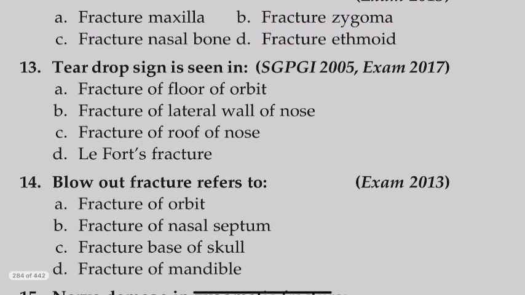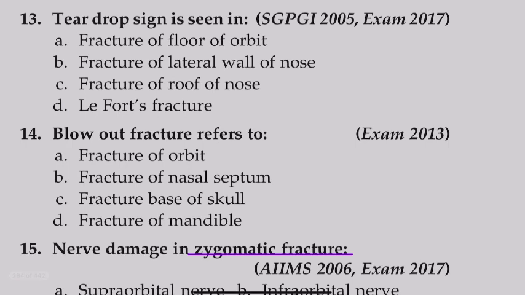Teardrop sign is seen in, okay, fracture of the floor of the orbit. Blown out fracture refers to fracture of the orbital floor. Because of this fracture of the orbital floor, there will be a teardrop sign. Teardrop sign in Waters' view shows a convex opacity bulging into the antrum from above, that is teardrop opacity, right?